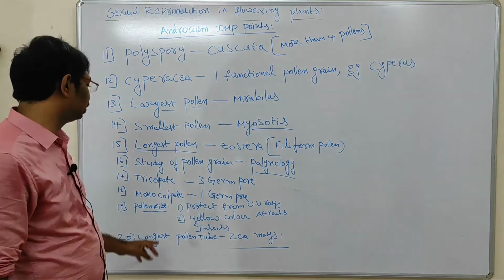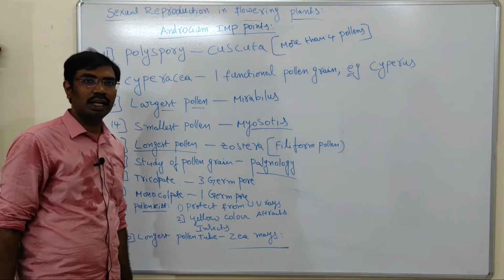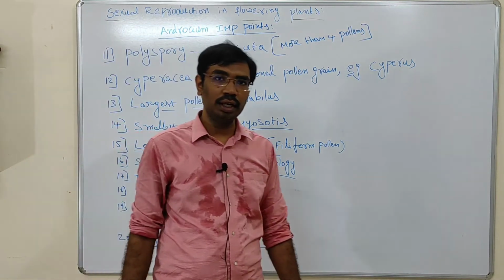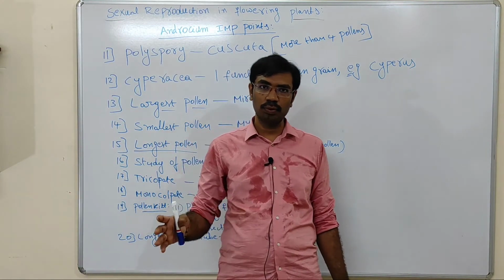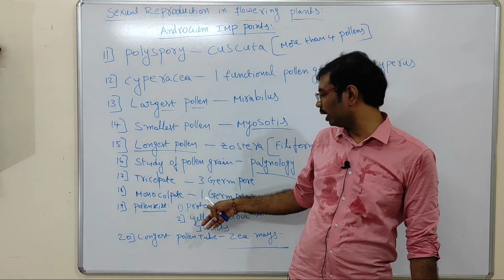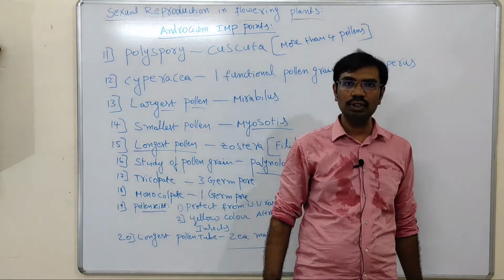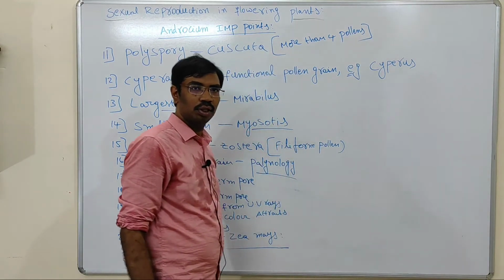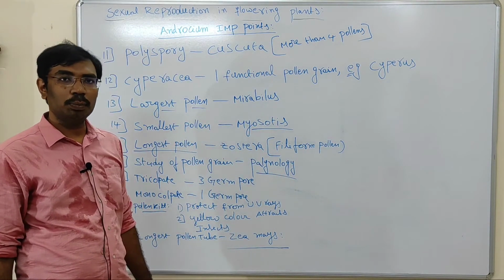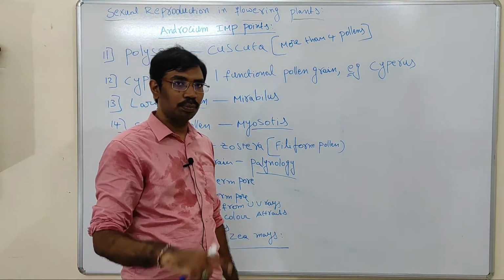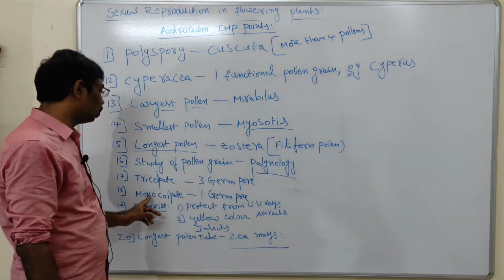Then the study of pollen grains is called palynology. Then tricolpate. Tricolpate means generally the pollen grain of dicots contains 3 germ pores. That is called tricolpate. And another one is monocolpate. Monocolpate means only 1 germ pore is present, in monocots. So the monocot pollen grain contains only 1 germ pore, that is called monocolpate.